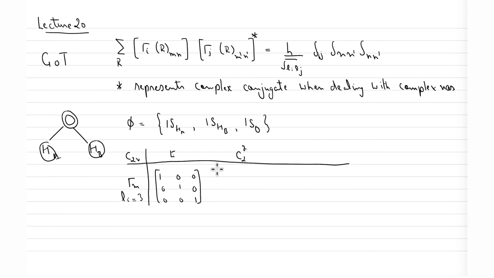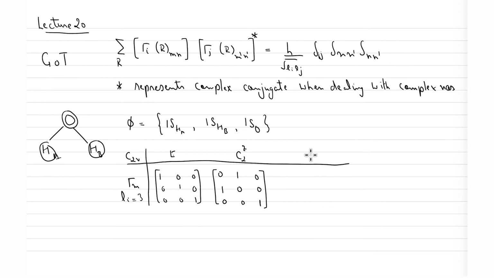Now C2z. Can you think what this will be? If I take HA, HA will be replaced with HB. That means this will be 0, 1, 1, 0, and the 1s orbital of oxygen remains the same, so this will be 1.